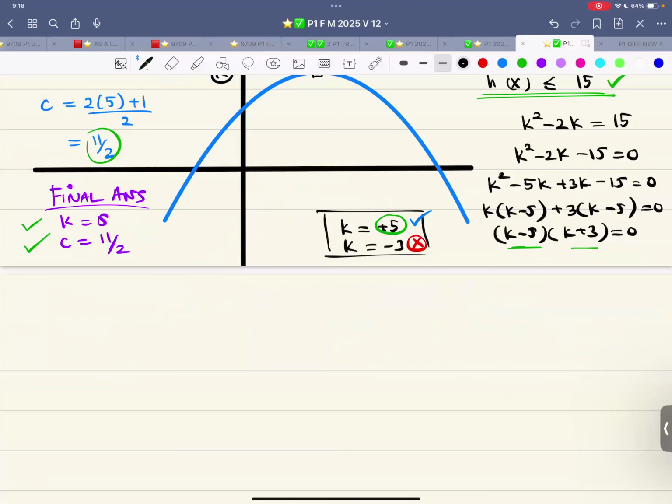So now that was a tiring session. We did differentiation and integration. Do watch that video. And then this is March 2025, variant 1-2. And tomorrow we'll be having a live session.